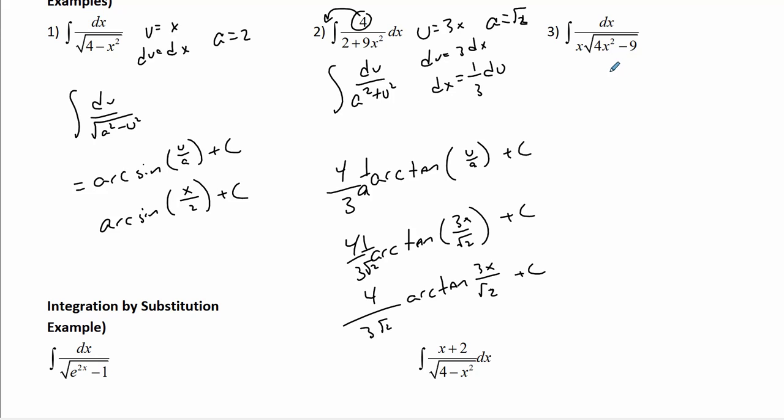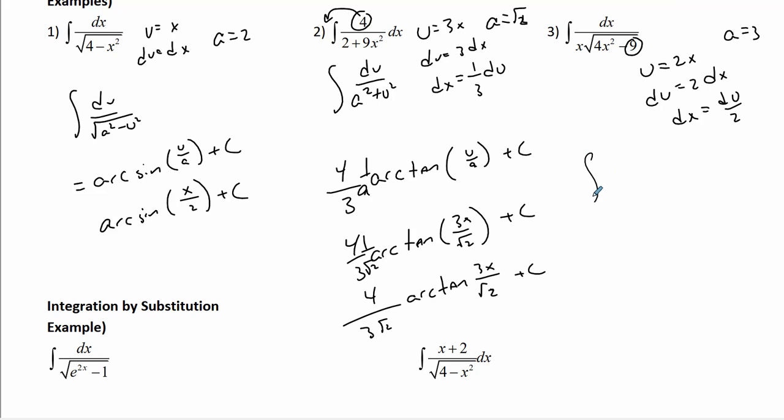Okay. Number 3 there. Hopefully we can see that this is going to be arc secant. And so in this case, I want u to be 2x. du is equal to 2 dx, so dx is equal to du over 2. All right, a is equal to 3, because the square root of that is 3. What else do we need? We need x. We got to solve this again.